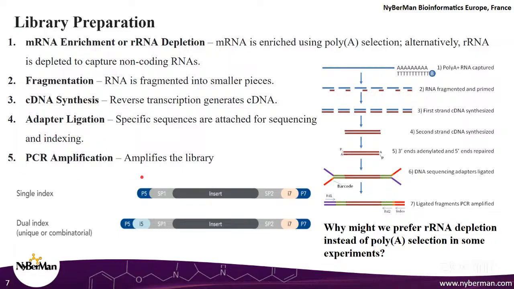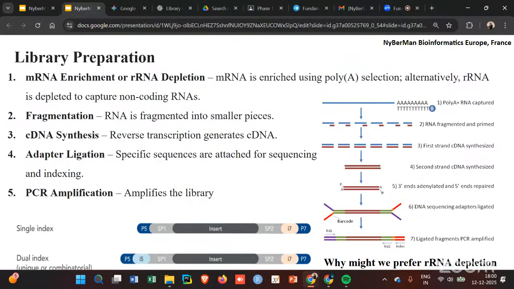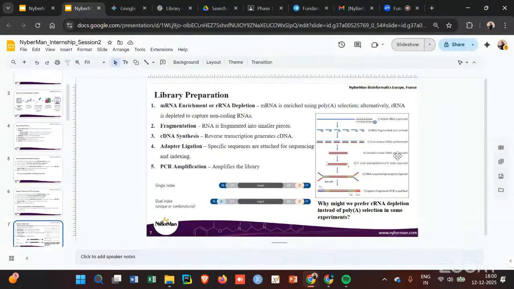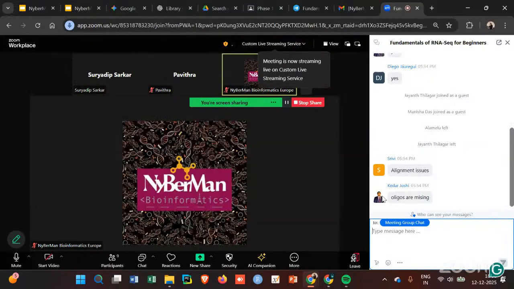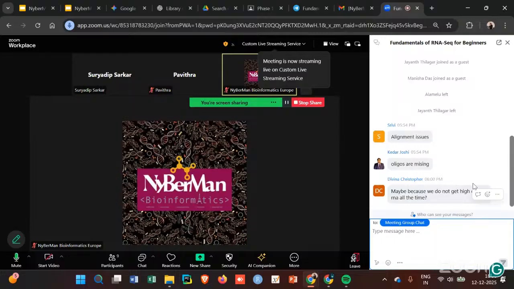Now, once again, a very simple question I would like to ask you guys, just to make sure that we are all on the same page. Why might we prefer ribosomal RNA depletion instead of poly A selection in some experiments, right? And of course, the answer is pretty simple. We have already discussed it. Would anyone like to give it a shot? Okay, somebody answer.